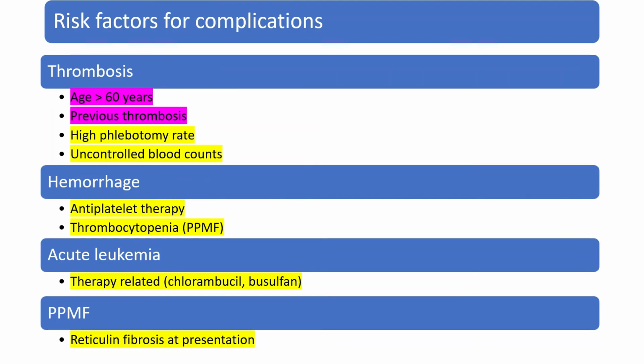So risk stratification is for the complication. Patients with age above 60 years or previous thrombosis are at high risk of thrombosis. And hemorrhage occurs when the patient is on antiplatelet and when they have thrombocythemia. And acute leukemia, it could be treatment related, and reticulin deposition, which leads to myelofibrosis.